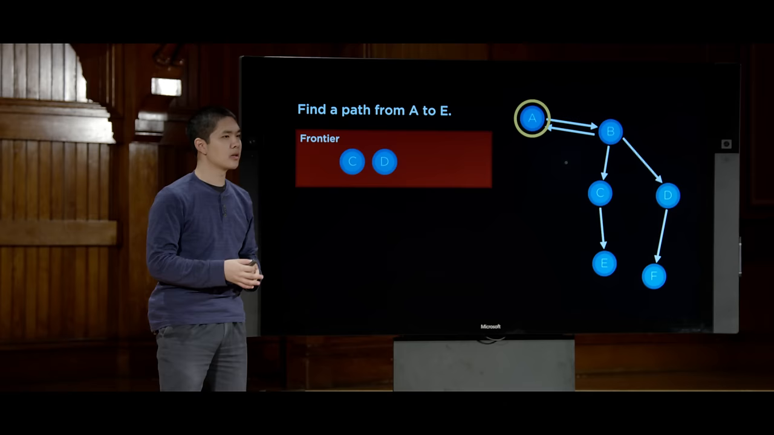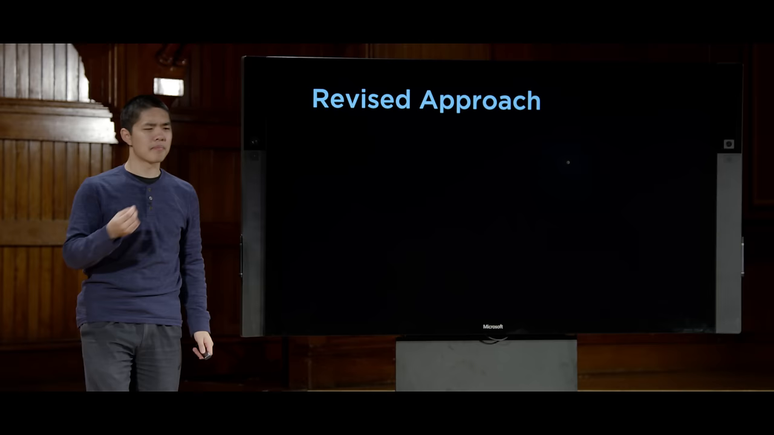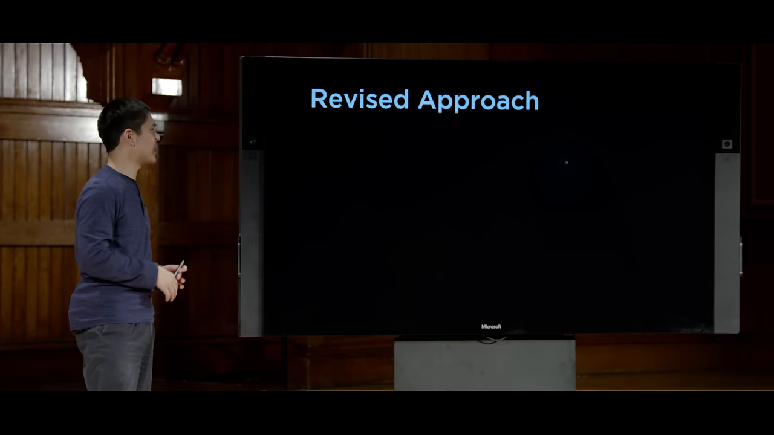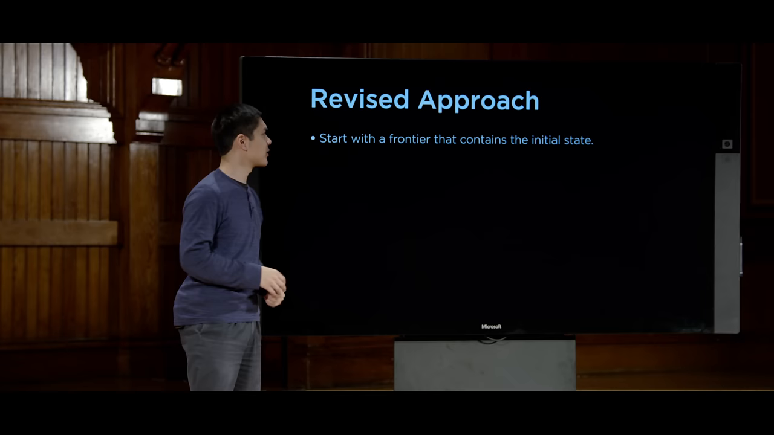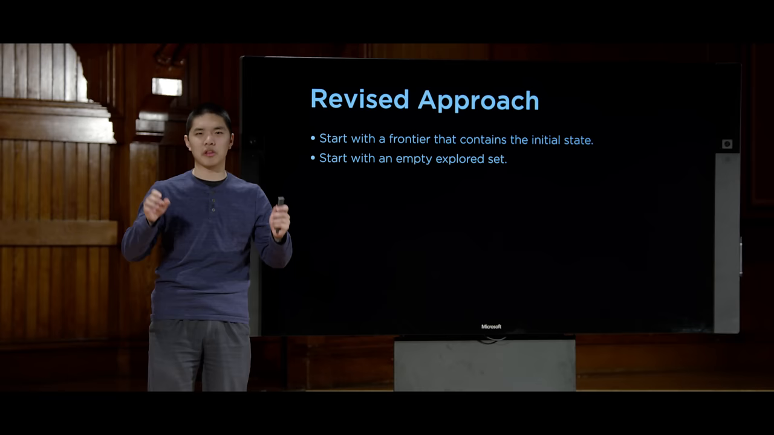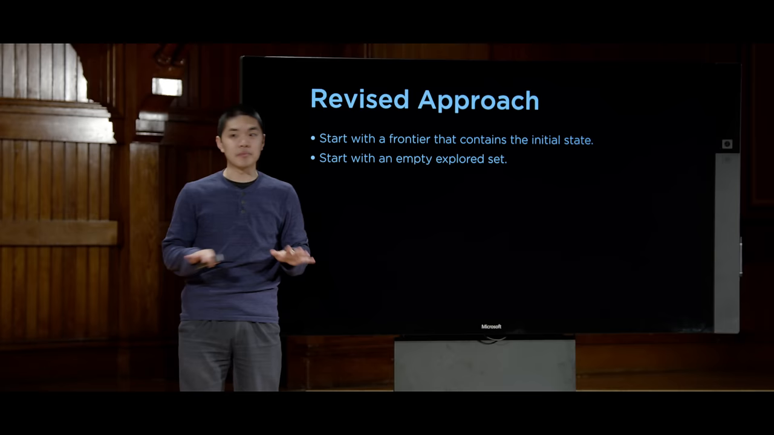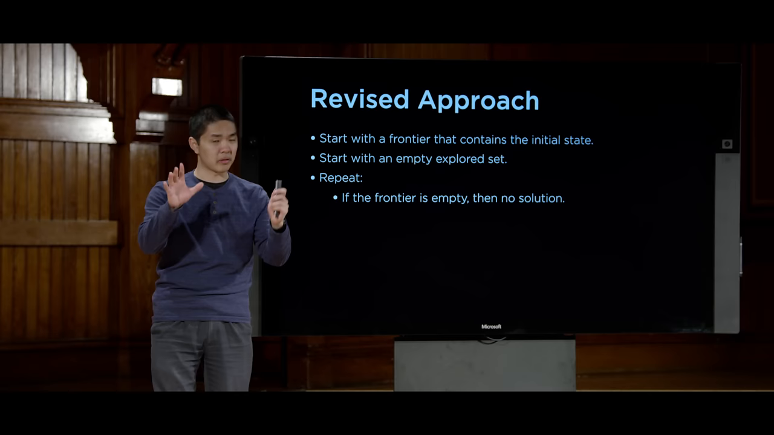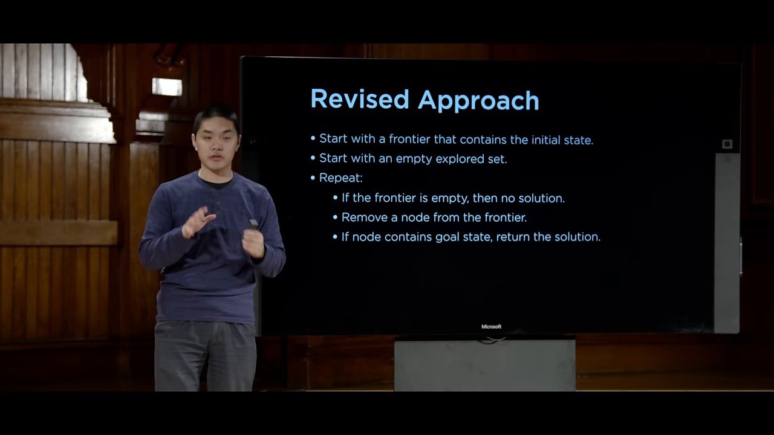There's no need to. So here's going to be our revised approach, a better way to approach this sort of search problem. And it's going to look very similar, just with a couple of modifications. We'll start with a frontier that contains the initial state, same as before. But now, we'll start with another data structure, which will just be a set of nodes that we've already explored. So what are the states we've explored? Initially, it's empty. We have an empty explored set. And now we repeat. If the frontier is empty, no solution, same as before. We remove a node from the frontier. We check to see if it's a goal state, return the solution. None of this is any different so far.